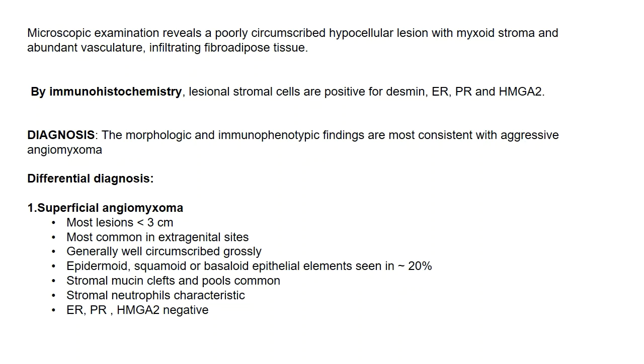What are the differential diagnoses that come here? These are the superficial angiomyxoma. Firstly, these are lesions mostly affecting the extragenital sites. They are well circumscribed grossly. Epidermoid, squamoid or basaloid epithelial elements are seen in about 20% of these cases. There may be stromal mucin clefts with neutrophils, and these tumors are usually ER, PR, HMGA2 negative.